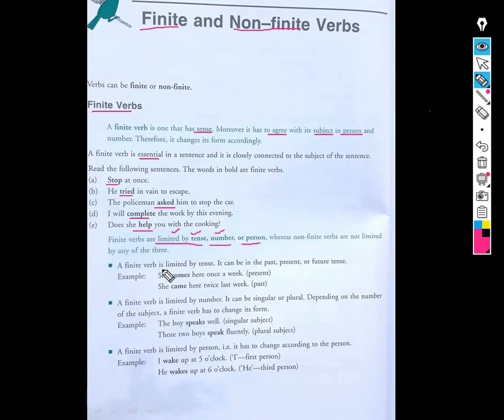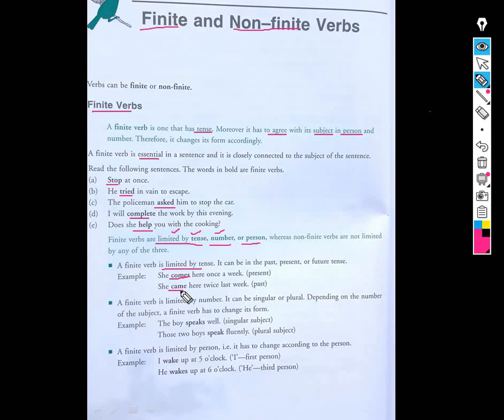First one is finite verb is limited by tense. It can be in the past, present, or future tense. For example, she comes here once a week. This is present indefinite tense. She comes here. es or es का इजाफा हम करते हैं third person singular when the tense is present. He comes. Now, if you convert it into past, you will say she came here. She came here twice last week.